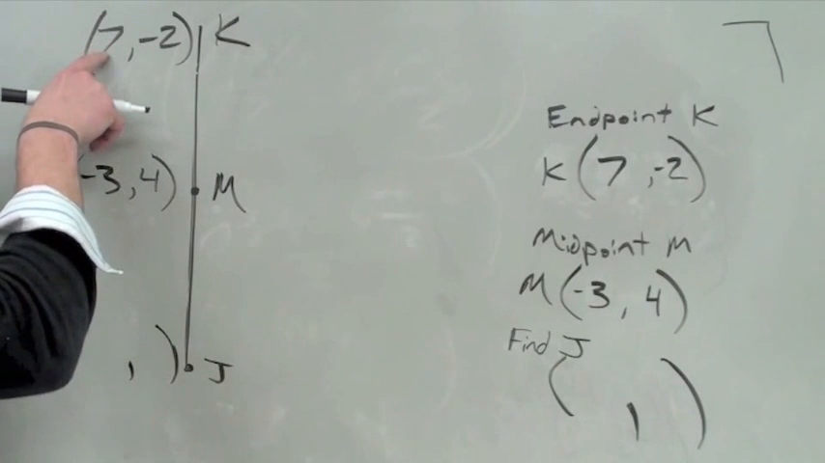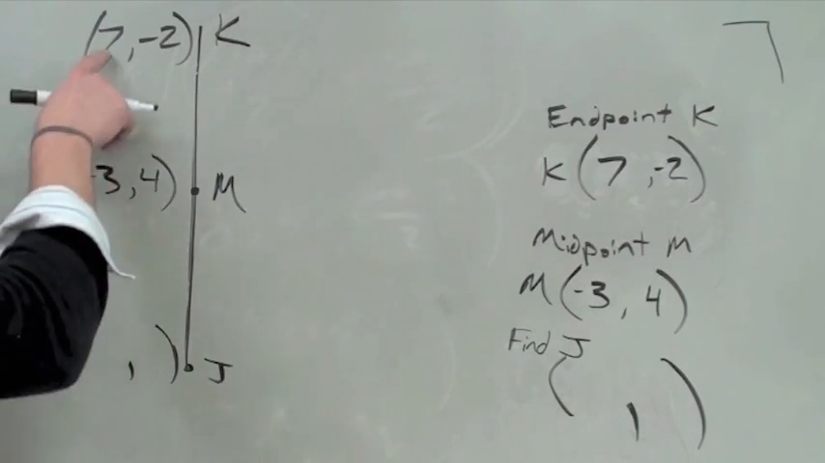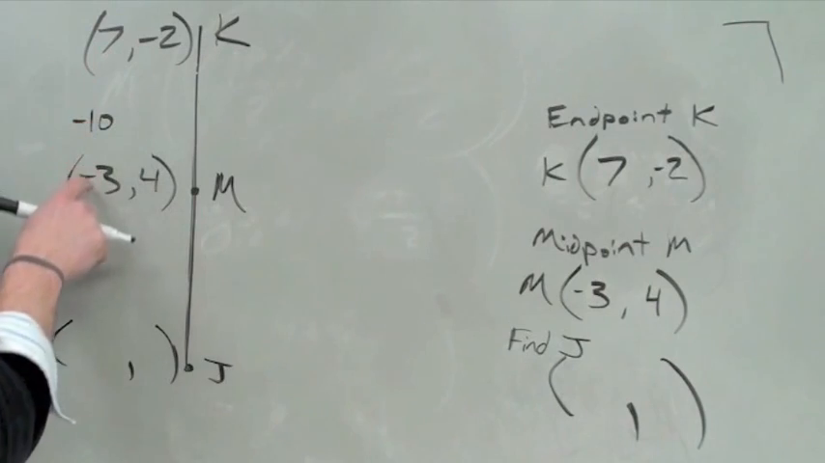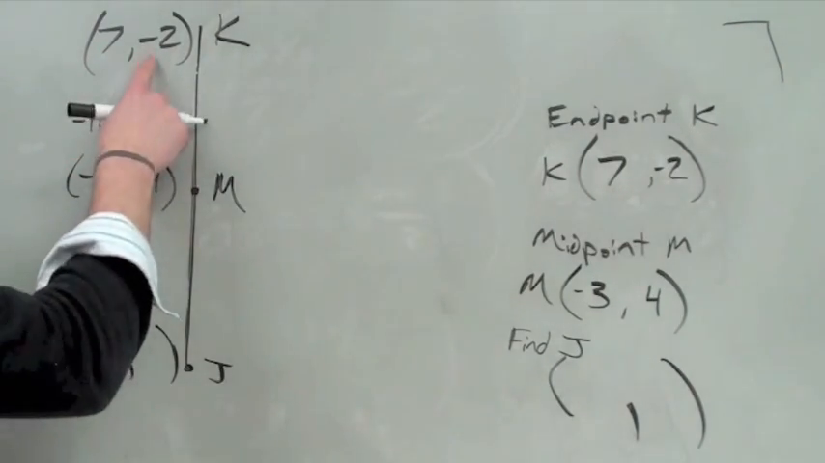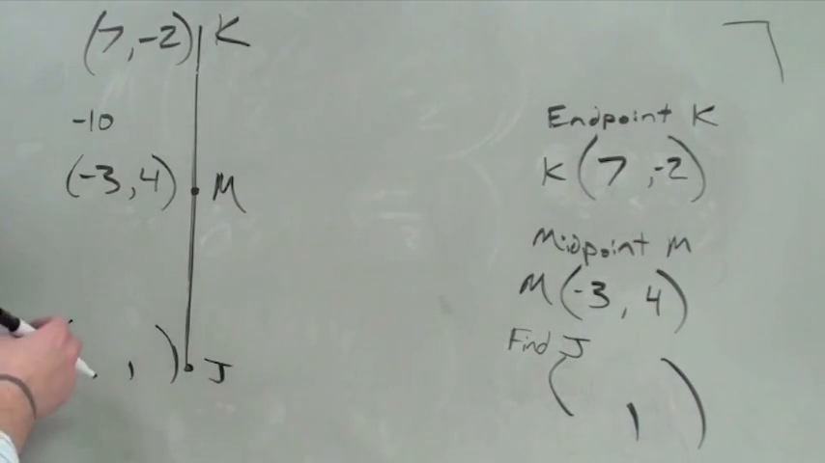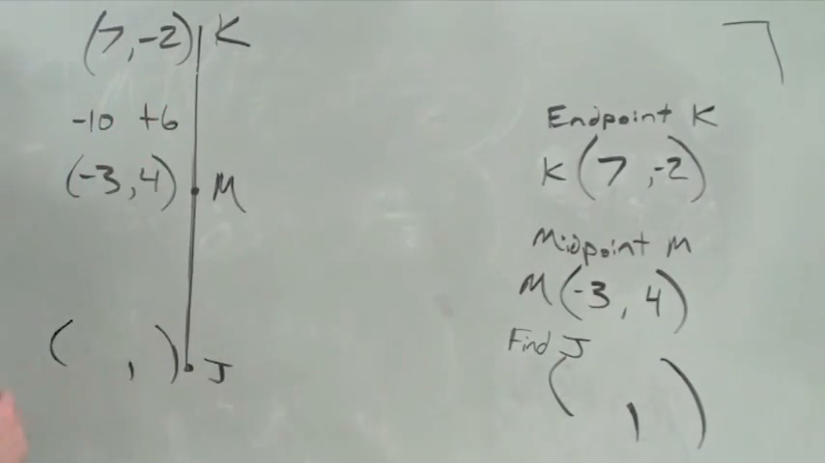We find out what you do to 7 to make it -3. Well, that's a negative, so we know we're going to have to subtract something. We would subtract 10. You subtract 10 from 7 to get -3. What would you do to -2 to get 4? Let's find out. -2 to get 4, you would have to add 6.